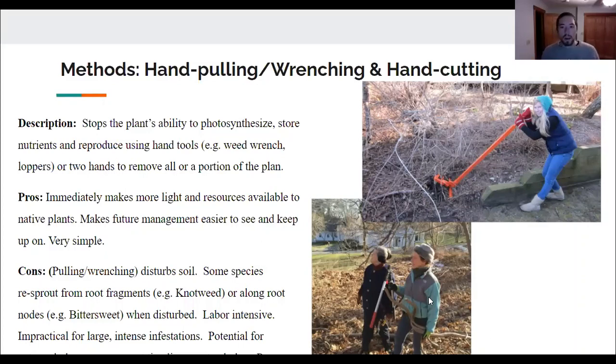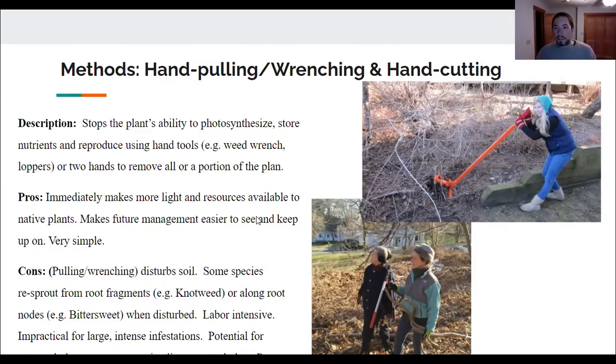There are, however, cons, just like with any technique. Pulling and wrenching really disturbs the soil, and that disturbing the soil as well as making that greater light availability, typically, especially if the invasive plant had time to set seed, will mean that those invasive plant seeds will pop, and you'll have new invasive plants taking that individual's place, or you'll have resprouts if you weren't able to get all of the root out, which is quite a difficult challenge.